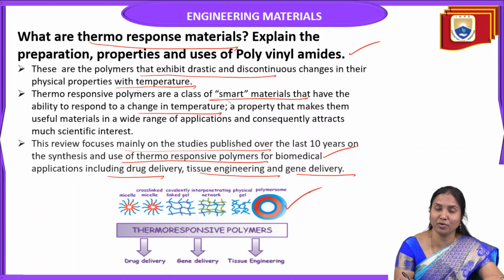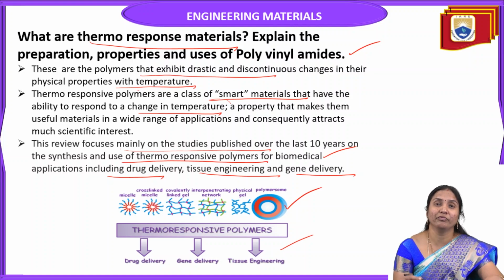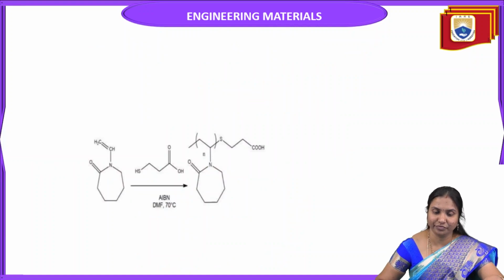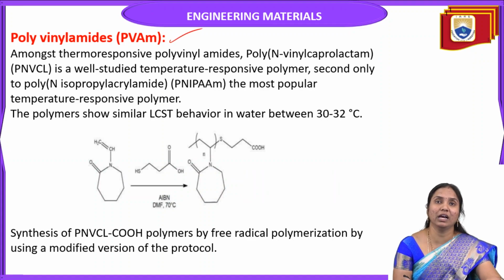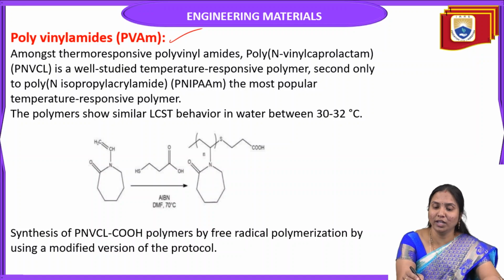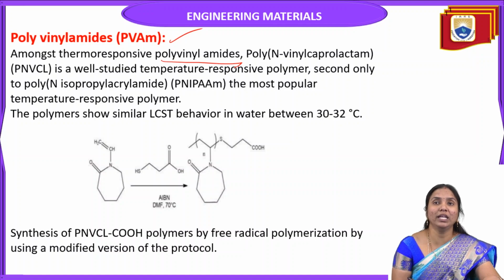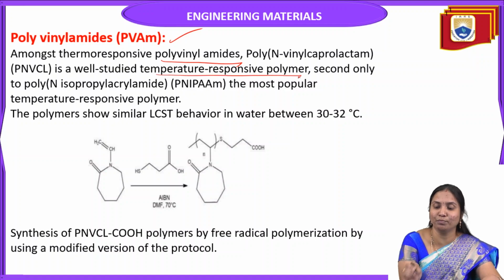These polymers change their physical properties with temperature, so they are called thermoresponsive materials. That is why we prefer them for many medical applications. The best examples of thermoresponsive polymers are polyvinyl amides. Among all thermoresponsive polymers, poly-N-vinyl caprolactam is a well-studied temperature-responsive polymer.